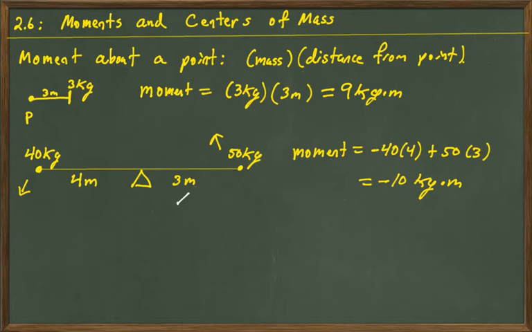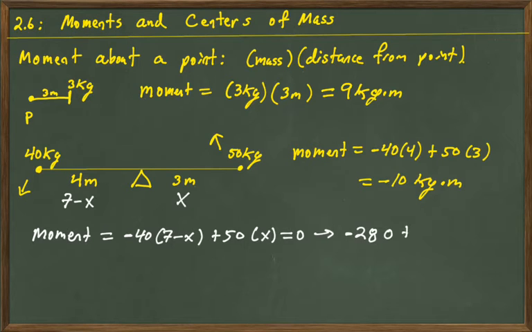So let's see if we can balance this. We're going to move the fulcrum. We're going to call the distance from the 50 kilogram kid to the fulcrum x. So then 7 minus x would be the distance from the 40 kilogram kid to the fulcrum. So we want the moment, which is negative 40 for that left direction, times 7 minus x, plus 50 times x. We would like that to equal 0.